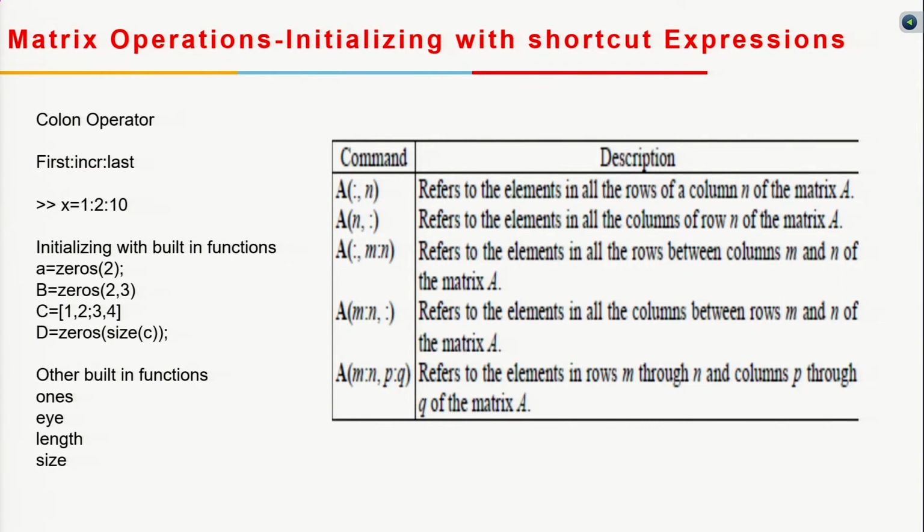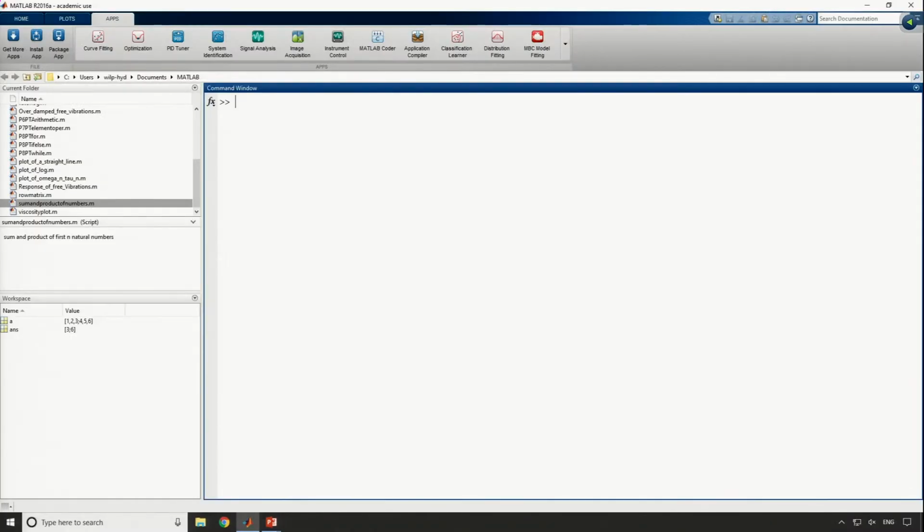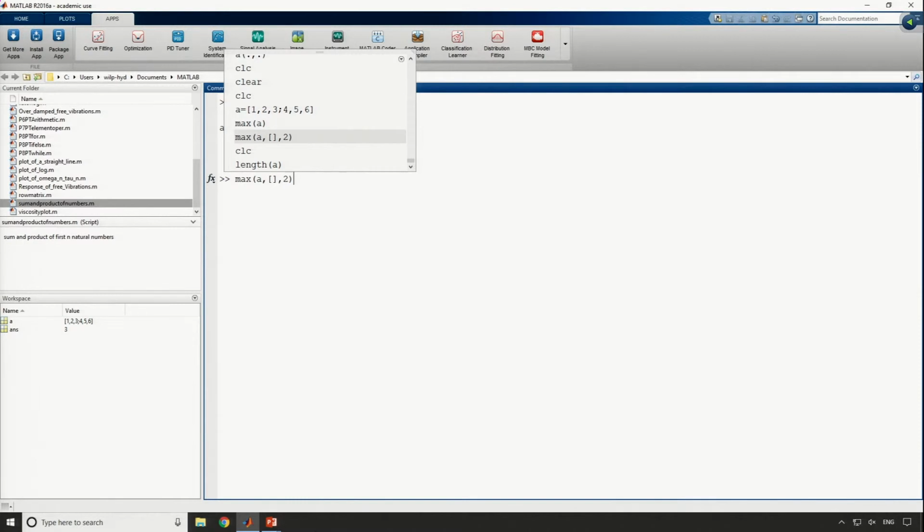So we have explained how you can address or find the values using the colon operator. Now if I want to find the length of a particular matrix, I will simply use length of A. So it will give you the length of A. So what was the length of A here?